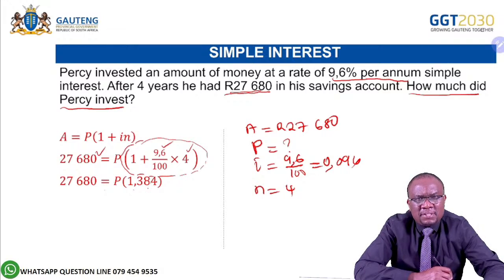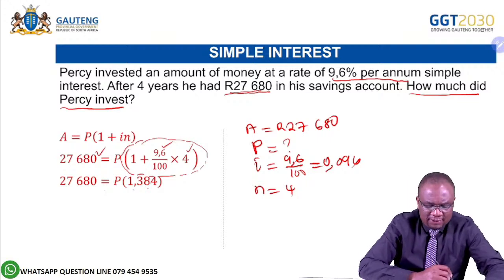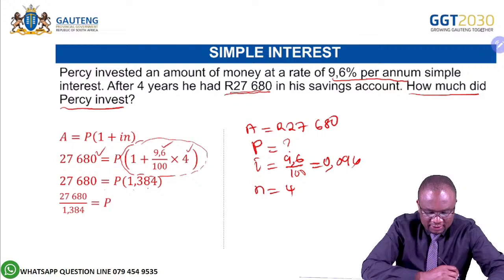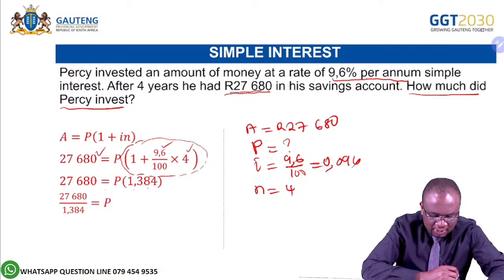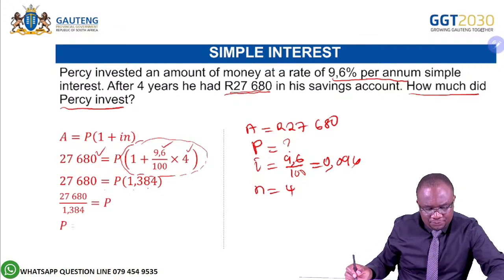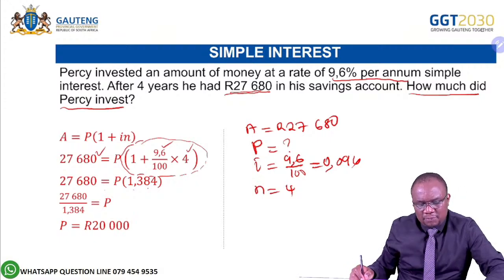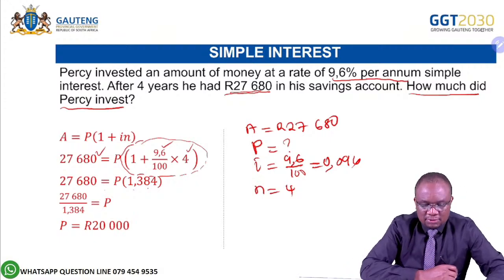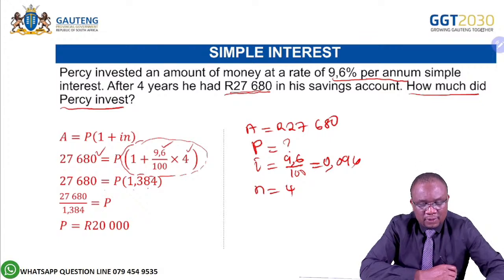What do we do to get P? We divide both sides by 1,384. And then P is equal to 20,000. So it means Percy invested 20,000. And then after 4 years, it was 27,780. You see that? Okay.